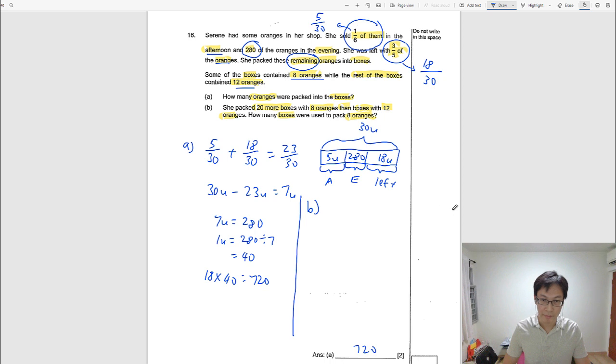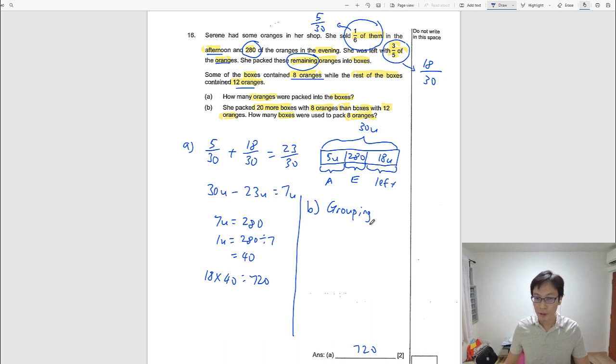Because for assumption, we have to know the total number of boxes that she used. Correct? Then we can assume, right? If we know the total number of boxes that she used, we can assume, let's say, all the boxes are 8 oranges or all the boxes are 12 oranges, correct? But for this question, the question never says the total number of boxes that she used. The question only says that in the end, there are 20 more boxes with 8 oranges than the boxes with 12 oranges. Alright, so instead of using assumption, which other method can we use? The answer is grouping. Alright, we have to use grouping.